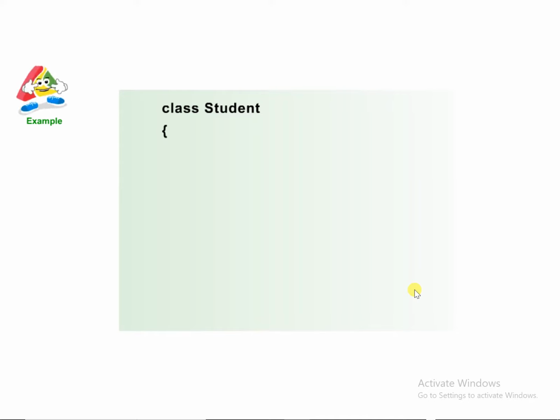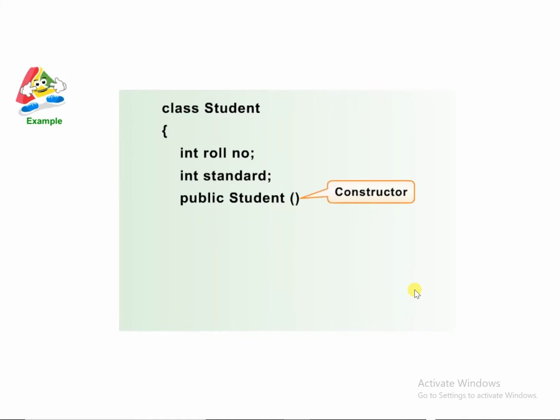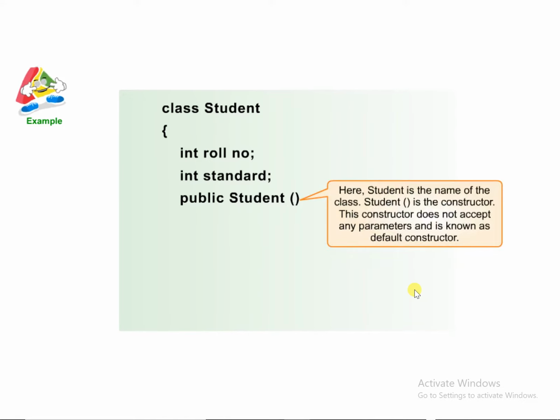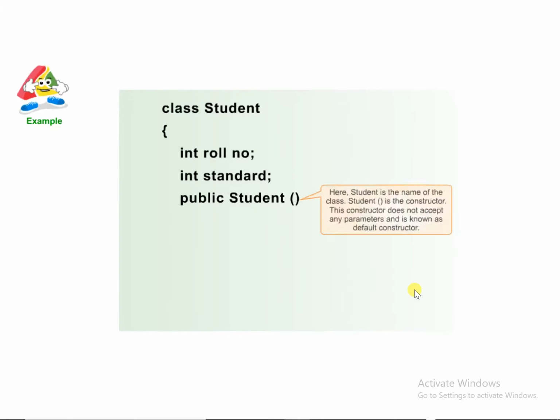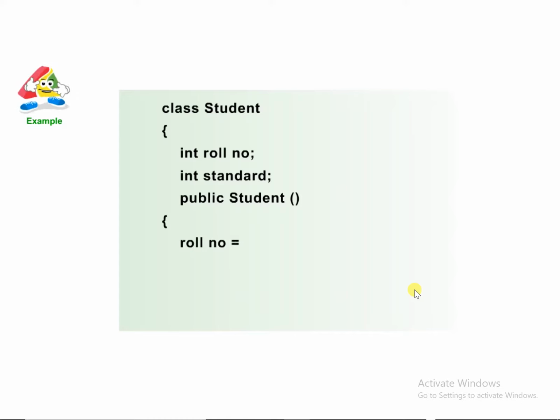Students, let us understand this through an example. Class student, braces open, int rollNumber; int standard; public student(), constructor. Here student is the name of the class. Student() is the constructor. This constructor does not accept any parameters and is known as default constructor. Braces open, rollNumber = 1; standard = 6; braces close, braces close.